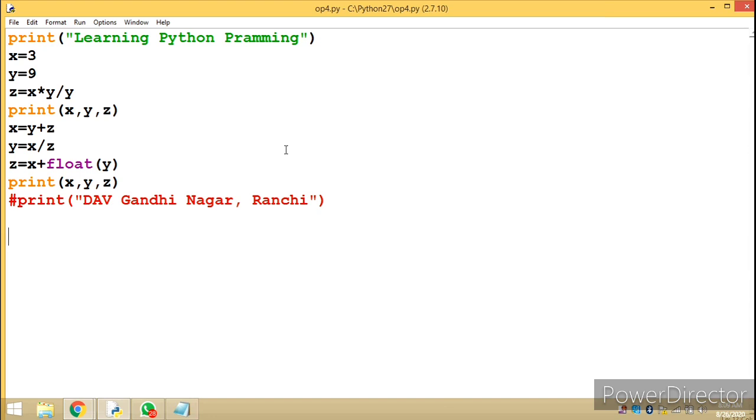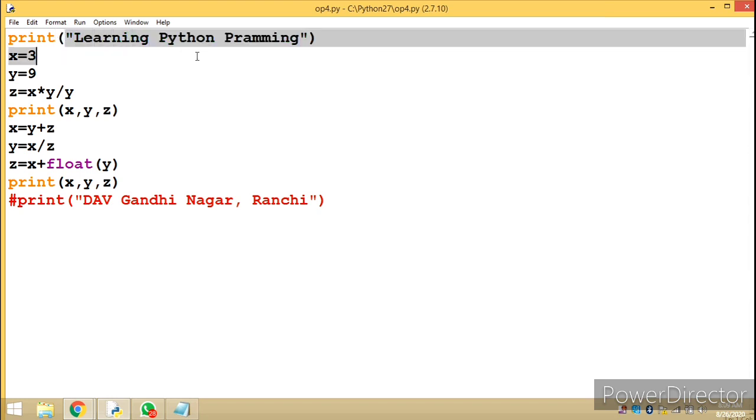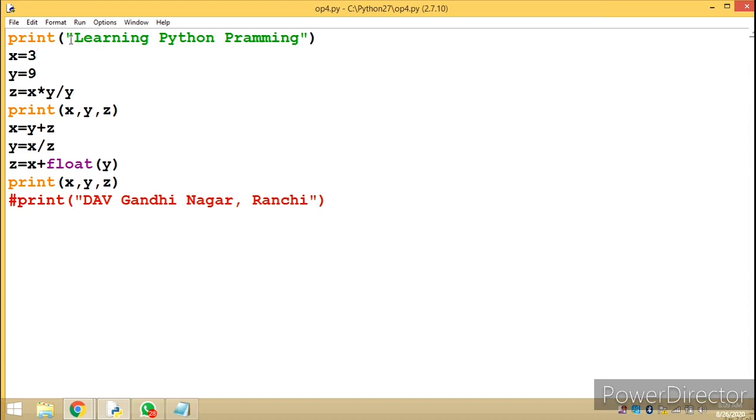The first one I'm explaining to you. The very first statement is print over here. This print statement has learning Python programming. As it is written in double quotes, it is a string constant. The constants are displayed as they appear in the print statement. So it will print first: Learning Python programming.